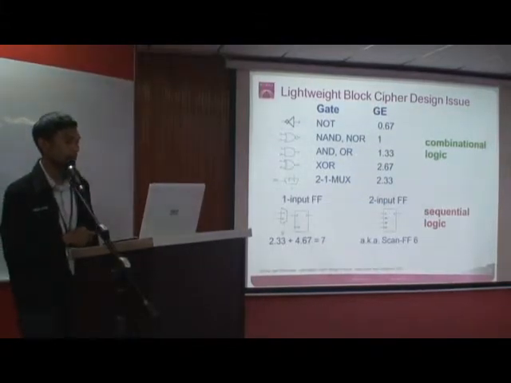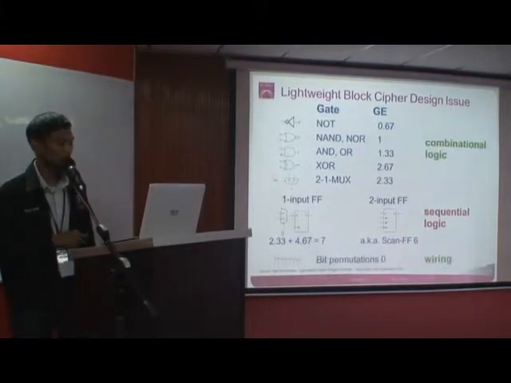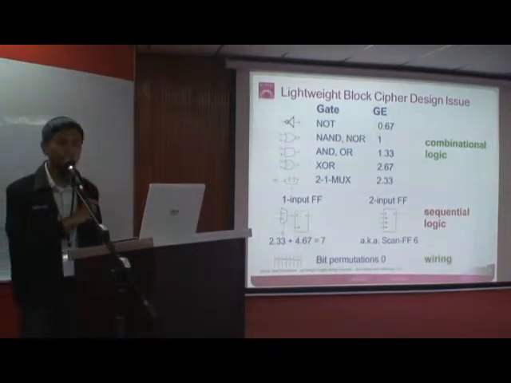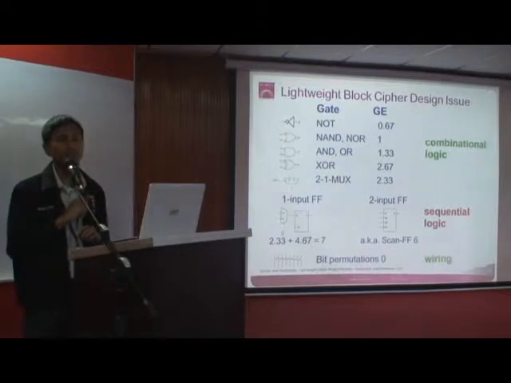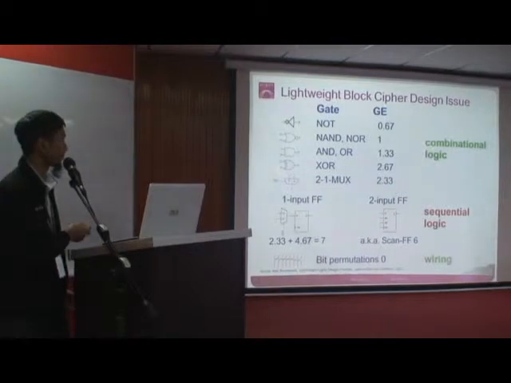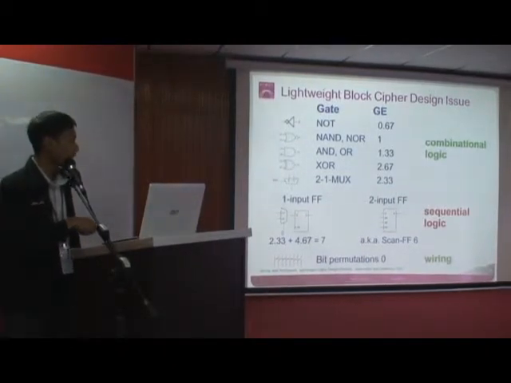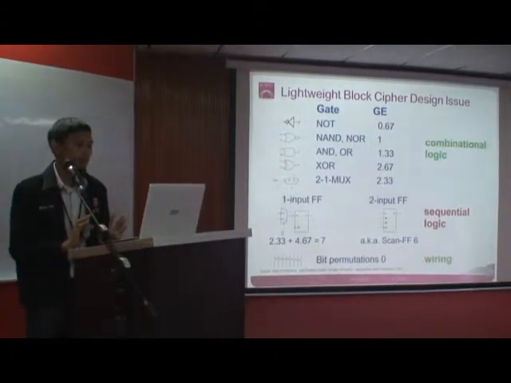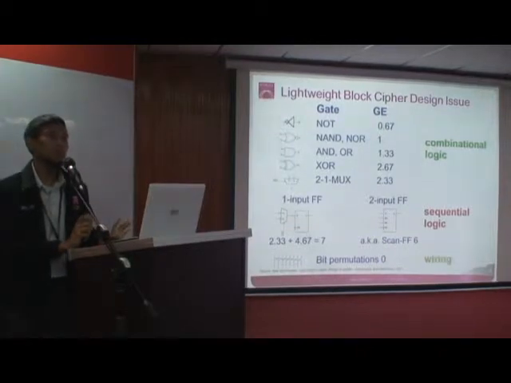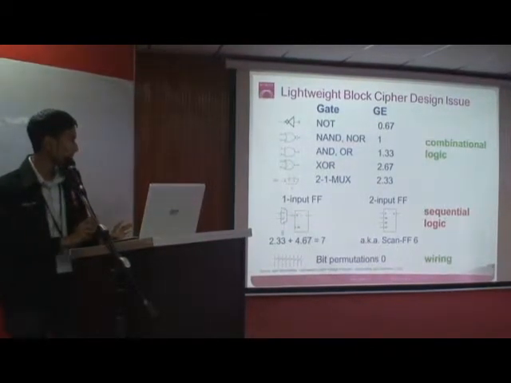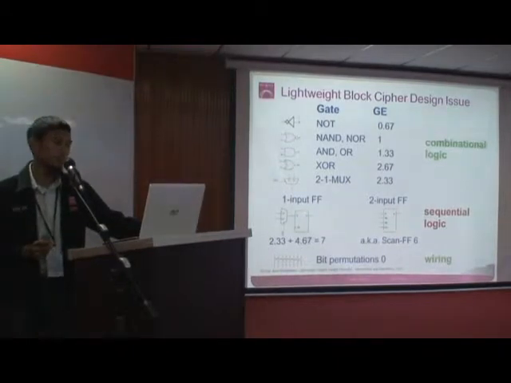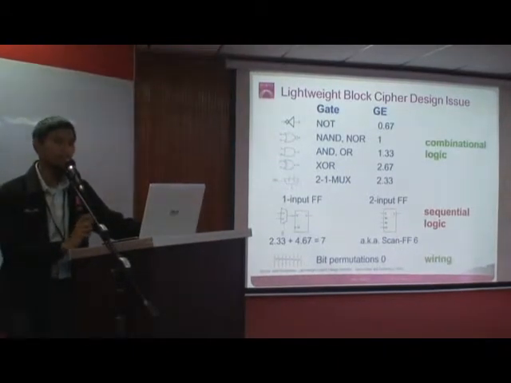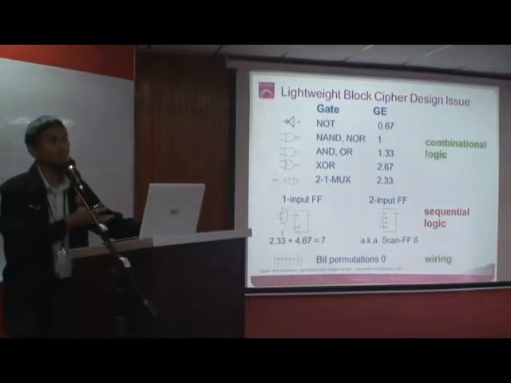And also we have sequential logic, flip-flops, and you can also use bit permutation. Bit permutation in hardware is very cheap because it is just wiring, so you don't need any special components to do this. However, bit permutation in software is very expensive. In some proposals, they use bit permutation, but if you implement it in software, it's very slow because you need to do some pre-processing to do bit processing in C, for example.